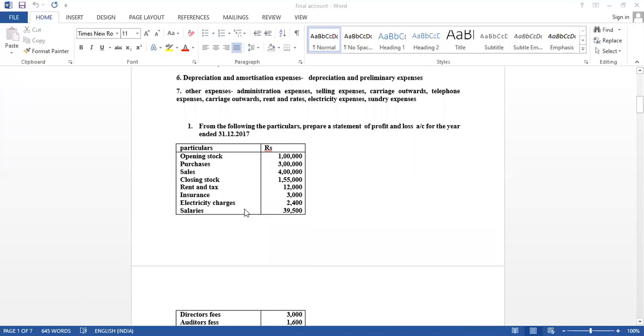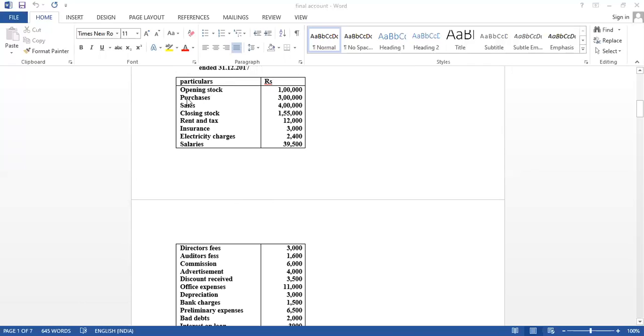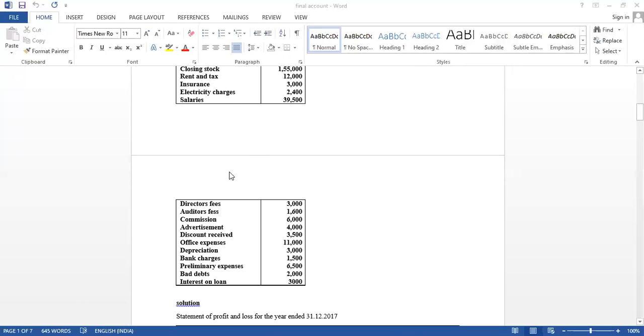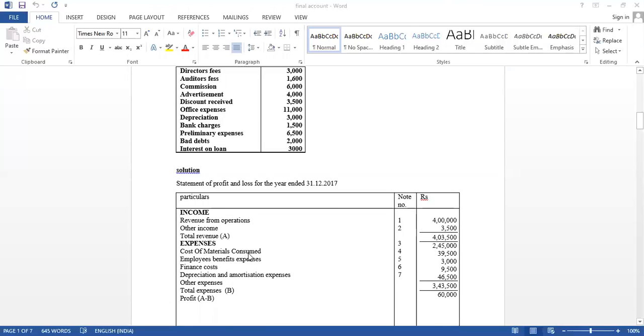Now I explain one problem in the statement of profit and loss account. This is the problem. Particulars are given: opening stock, purchases, sales, closing stock, rent and tax, insurance, electricity charges, salaries, directors fees, auditors fees, commission, advertisement, discount received, office expenses, depreciation, bank charges, preliminary expenses, bad debts, and interest on loan. Okay, now we have to do the solution.